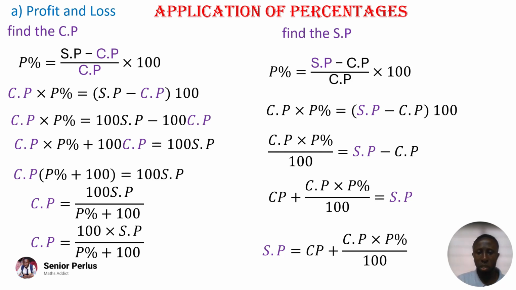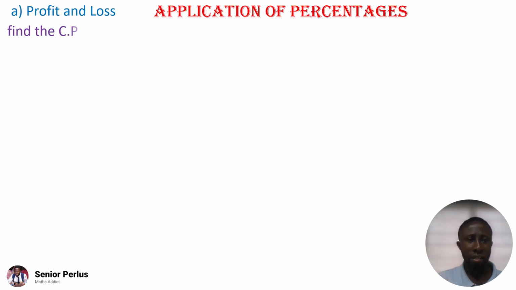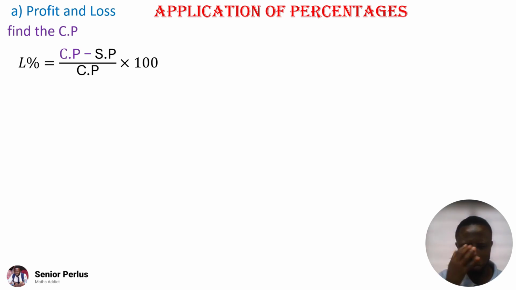So you have to know all these formulas off head, or you can deduce them like the way I was doing it. So we are still on profit and loss, and we are developing the remaining formulas. We are done with the profit percent when given the SP and the CP. So this one is loss. We have to find the cost price when given the SP and the loss.